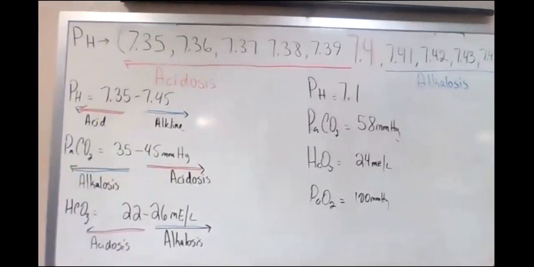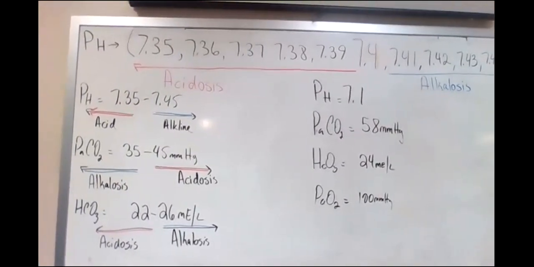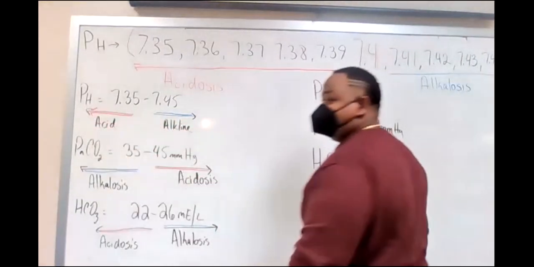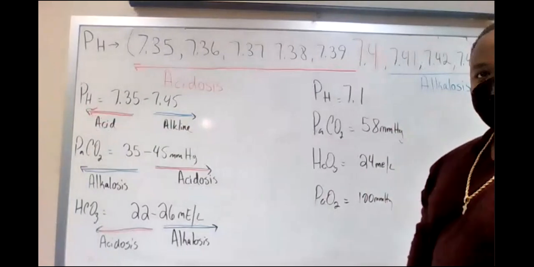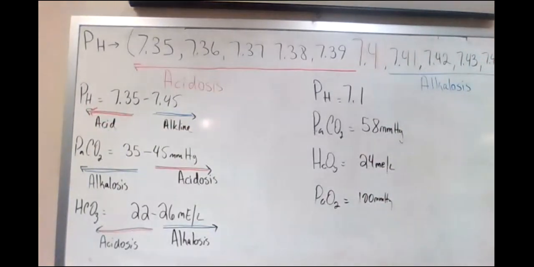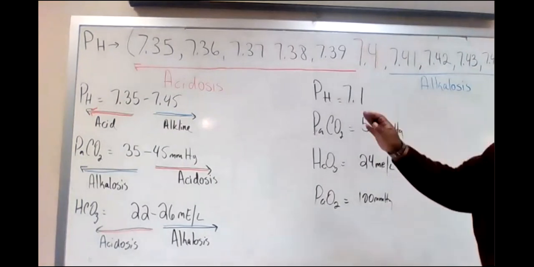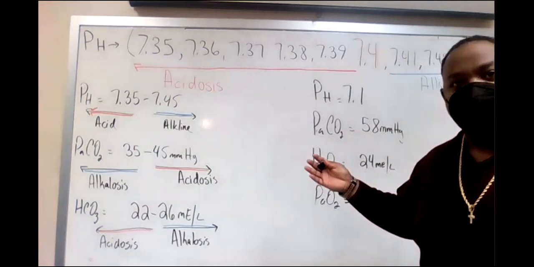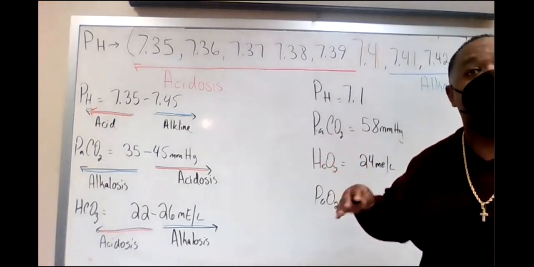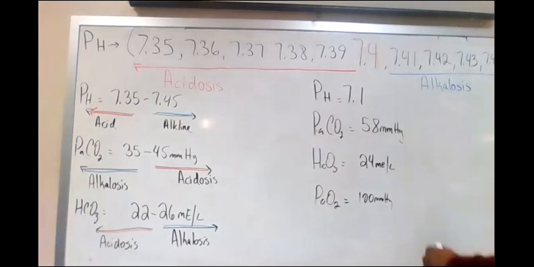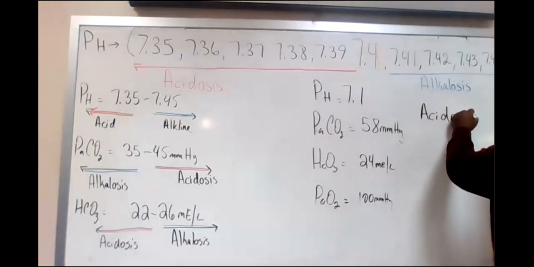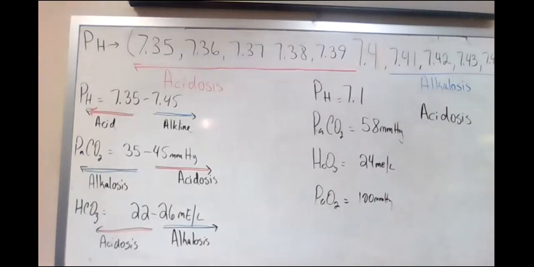7.1. Oh, wait a minute. Acidosis. A pH of 7.1 is less than 7.35, so that's acidosis. Way in acidosis, okay? So, with that, we are in a what? Don't say what that yet. We're in an acidosis, okay? Whatever pH is, that's what we are.